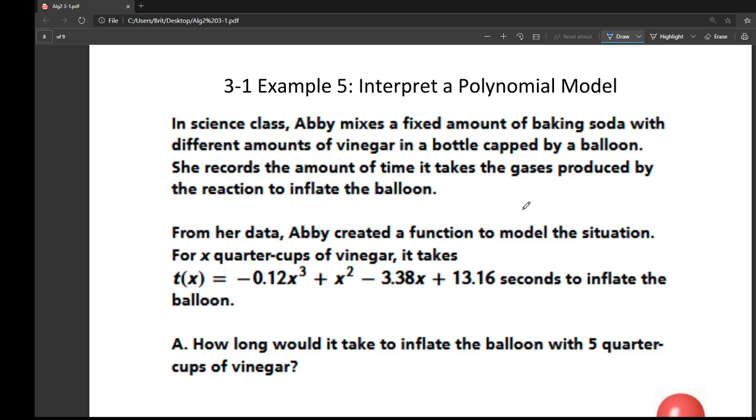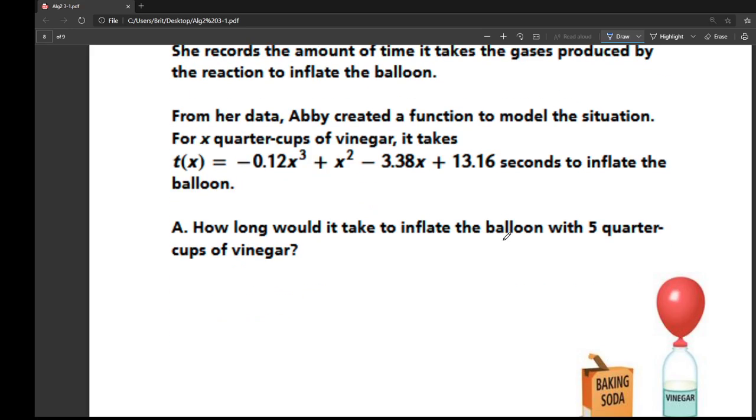So in this first part of the example, there's a girl named Abby, and she's in science class. And she's mixing a fixed amount of baking soda, so every single time she does this, it's the same amount of baking soda, with different amounts of vinegar in a bottle, and then she caps it with a balloon. So she's recording the amount of time that it takes for the gases that are produced by the reaction to inflate the balloon. So she does this, and she puts the numbers into the table, or into the computer, and the computer spits out this equation for her. And it says this is how many seconds it takes to inflate the balloon, where x is the number of quarter cups of vinegar.